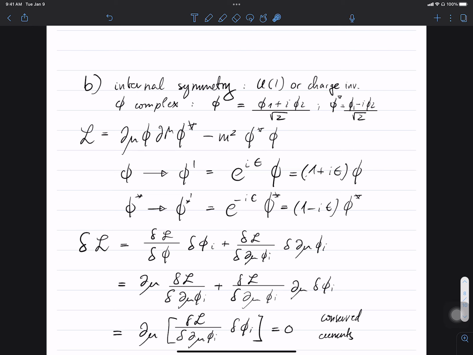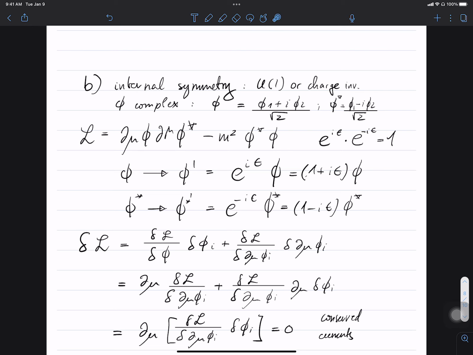Yeah, it's just multiplying the field by e to the I something. And it's called unitary because we know that taking e to the I phi times its complex conjugate, which is e to the minus I epsilon, is just equal to 1. And this is the definition of a unitary transformation.